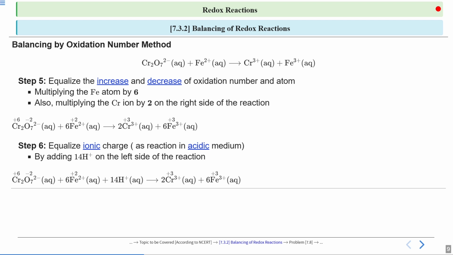As we have written 14 H+, now we can clearly see that on the right hand side, there is something missing. There are no hydrogen ions in the product. Then how can we balance this? How can we maintain this? So after equalizing the ionic charge, as we have placed the H+ on the left hand side, we will proceed to the final equation in step 7.